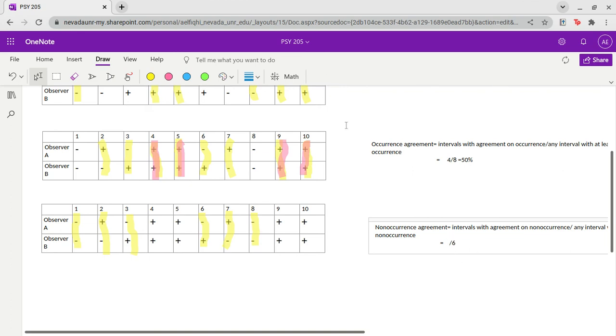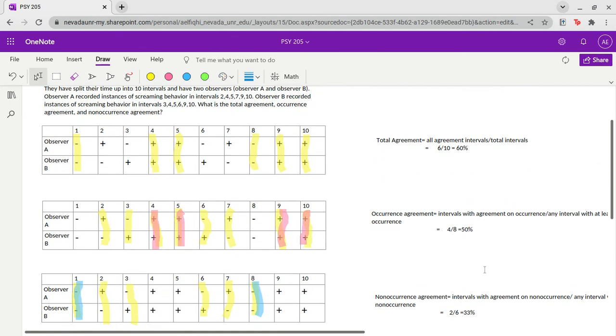Okay, so now we're going to go through and count all the ones where they have agreement. So I'm going to get another different color. So we'll start with interval 1. They both agreed on non-occurrence. Interval 2, they did not agree. Interval 3, they did not agree. Interval 6, they did not agree. Interval 7, they did not agree, but interval 8, they did. So this one is a little bit smaller. We only have 2 agreement intervals out of 6. And then the percentage for that would be 33%.